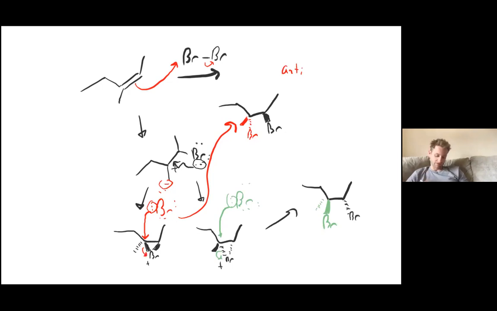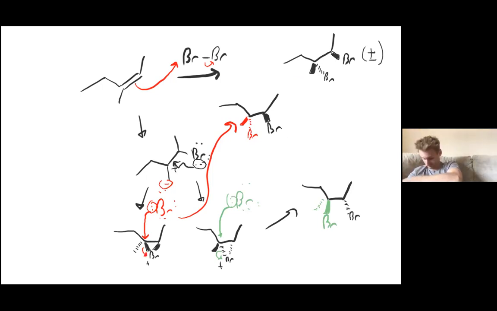You could simplify this by just drawing, when you're drawing your product, pick one of the two. They need to be anti. And then adding in plus minus. So this dibromination always acts in an anti fashion in order to get to its final product.